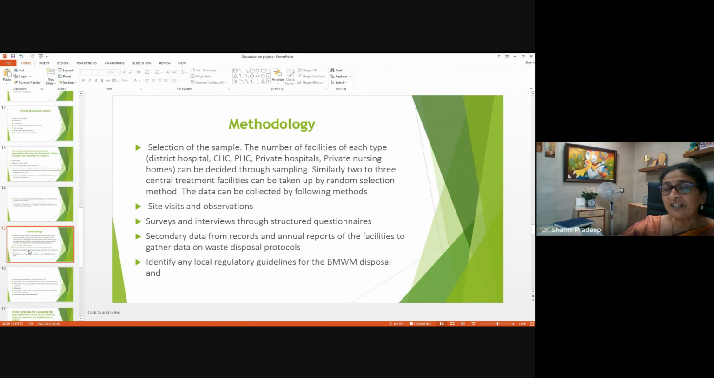Then, if you are collecting data from the records, that is the secondary records. As I told you, the CTF will have their records which they submit to the pollution control board. So you can collect the data from there. Annual reports also you can collect, and find out what they actually have to do and what is lacking in them. That is how you do the comparison of the ideal situation and the situation in that particular CTF, and identify any local regulatory guidelines for the BMW disposal.